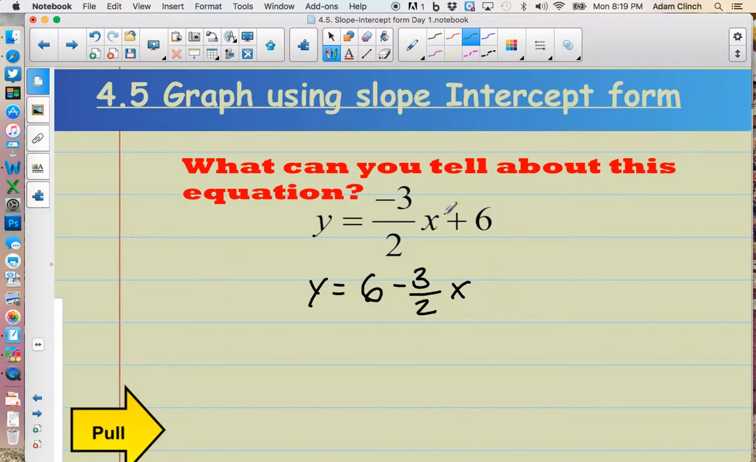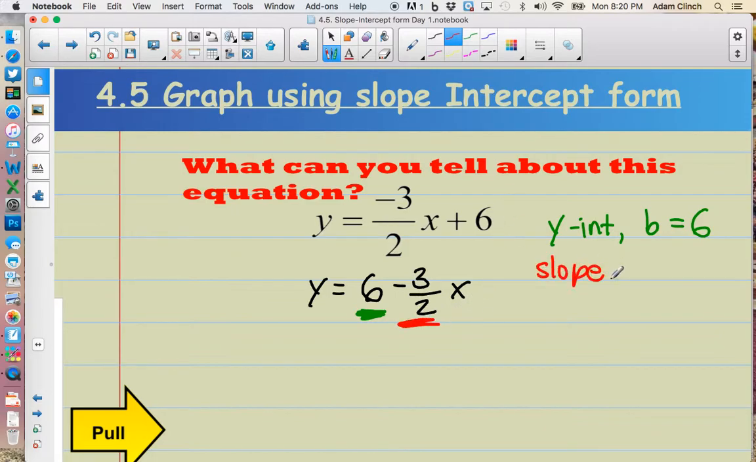When I do that, I think it's easier because I note, hey, that number right there, that is the y-intercept. That is where y starts. So my y-intercept, which we call b, we would say b is equal to 6. The slope is this right here. It's negative 3/2. So I'd say slope in this case, which we use the letter m in our equation, is equal to -3/2. And I can graph it now.